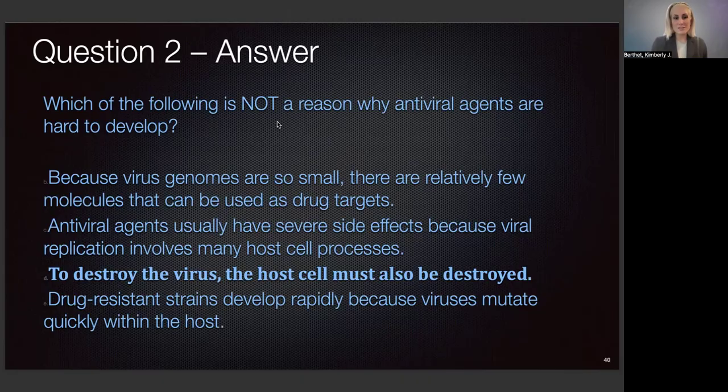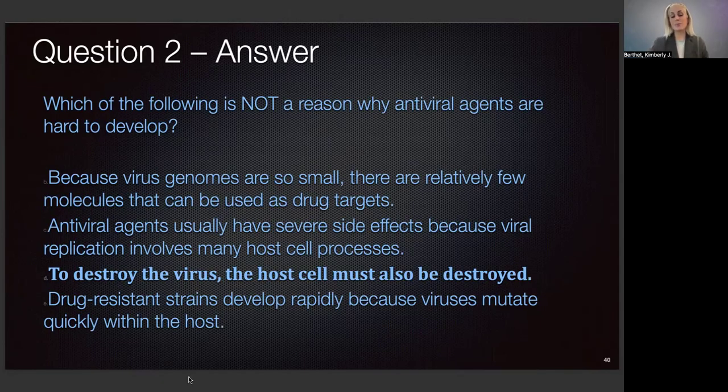because these questions essentially tell us that the rest of the answers are correct. So the answer number 1 is because the viral genomes are small, there's relatively few molecules that can be used as drug targets. So less DNA, less drug targets, less proteins that it makes. Antiviral agents usually have severe side effects because viral replication involves many of the host cell processes. Again, yeah, we're using the DNA polymerase, the RNA polymerase, we're using the Golgi apparatus, the endomembrane system. So we can't target those because that would harm our own cells because that's our own cell machinery and metabolic activities.